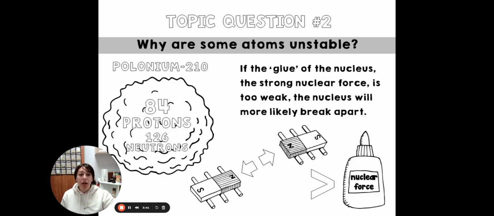Well, if the glue of the nucleus is that force holding everything together, the bigger the atom, the weaker that force becomes. And so very large atoms on the periodic table are going to have weaker, strong nuclear forces. Their nucleus is more likely to just break apart spontaneously.